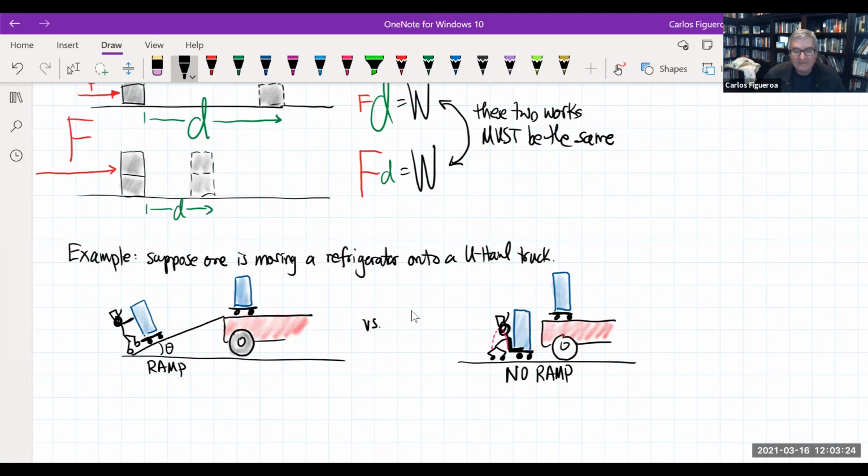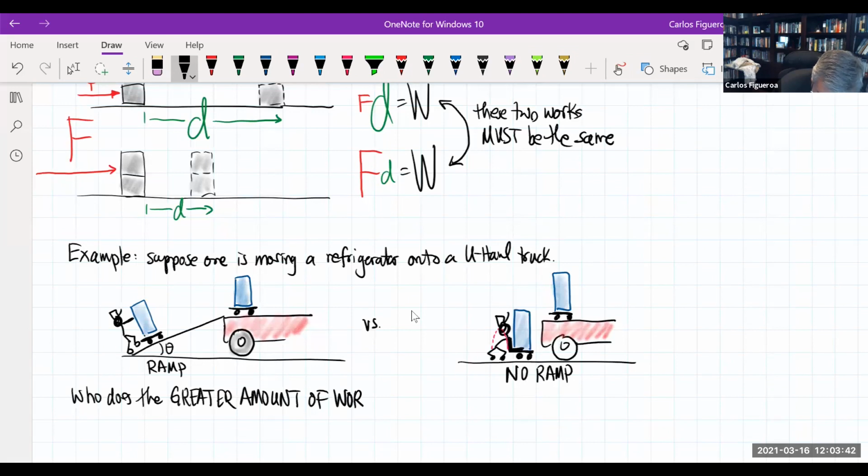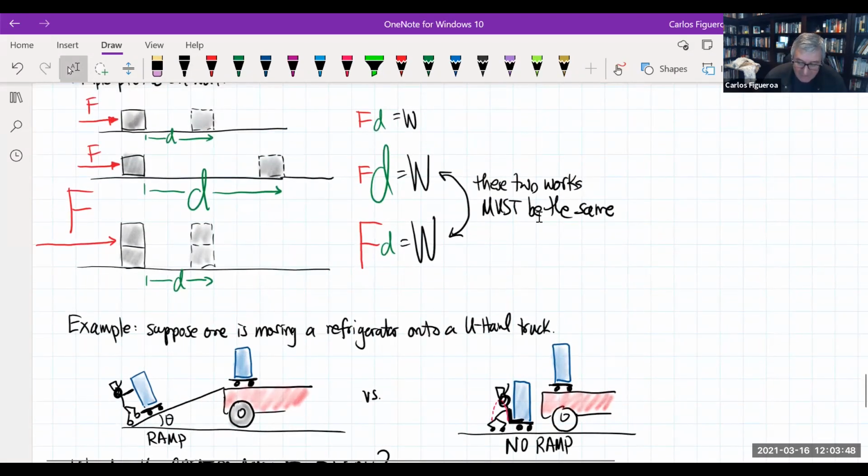So the question is this, it seems really silly here. Who does the greater amount of work? And as you can probably surmise, they both do the same amount of work.